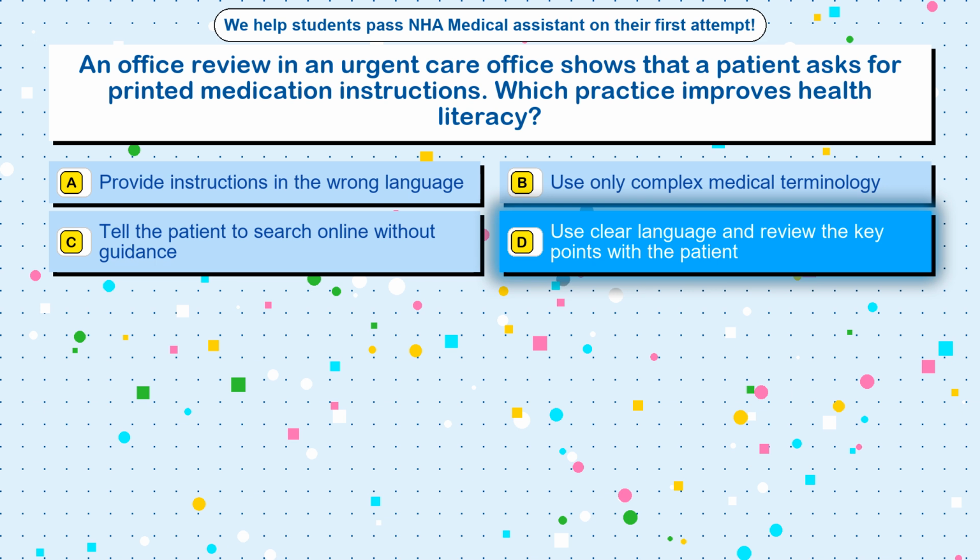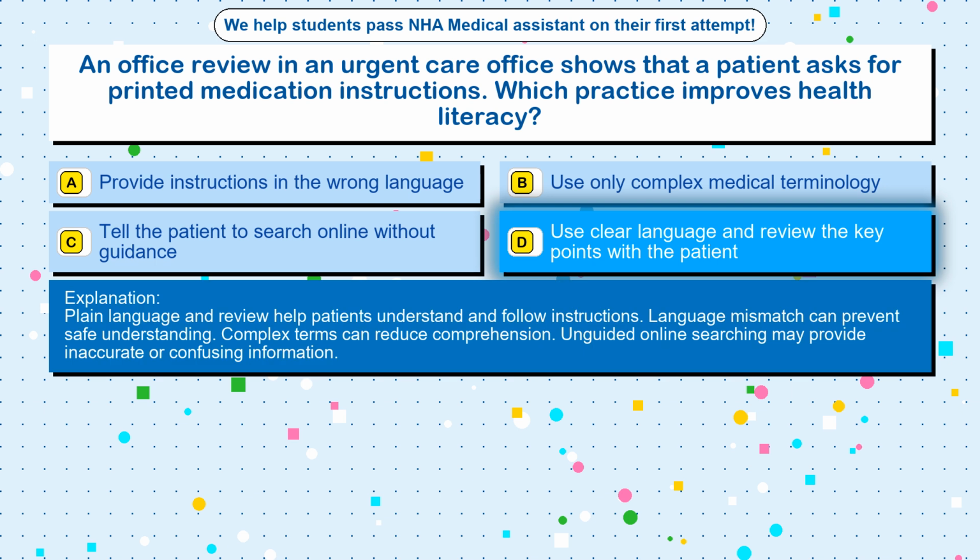Use clear language and review the key points with the patient. Plain language and review help patients understand and follow instructions. Language mismatch can prevent safe understanding. Complex terms can reduce comprehension. Unguided online searching may provide inaccurate or confusing information.